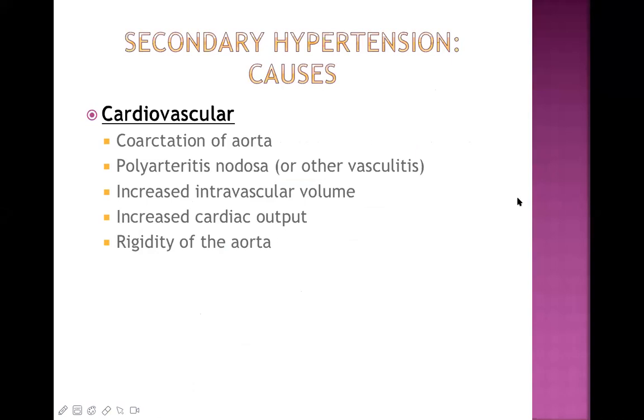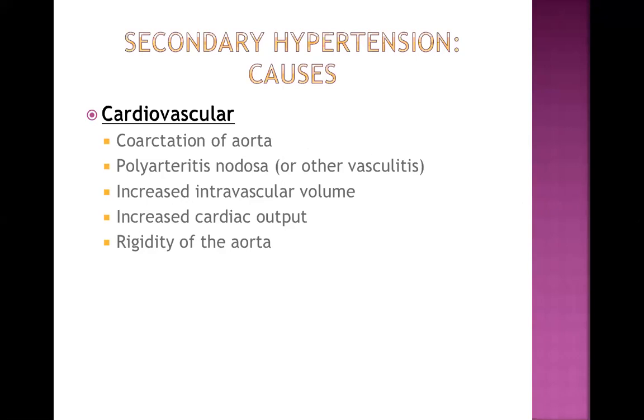Now, what are the cardiovascular causes of secondary hypertension? Look at the causes here. Coarctation of aorta. This is a congenital problem, a type of congenital heart disease. In this condition, the aorta is acutely narrowed in some area. That area is very near to the ligamentum arteriosum, or from where the subclavian artery originates. Sometimes it is preductal, sometimes it is postductal.